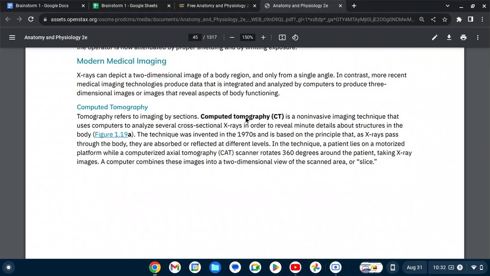Computed tomography is a non-invasive imaging technique that uses computers to analyze several cross-sectional X-rays in order to reveal minute details about structures in the body. The technique was invented in the 1970s and is based on the principle that as X-rays pass through the body, they are absorbed or reflected at different levels. In the technique, a patient lies on a motorized platform while a computerized axial tomography scanner rotates 360 degrees around the patient, taking X-ray images. A computer combines these images into a two-dimensional view of a scanned area or slice.